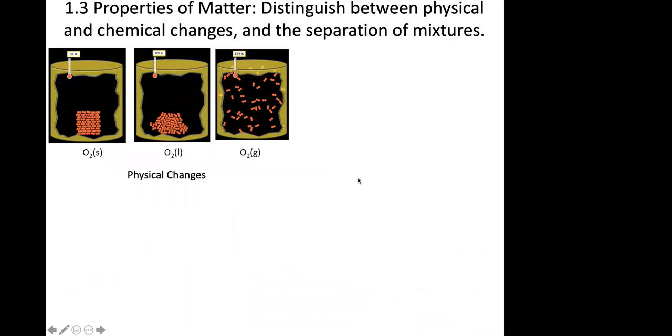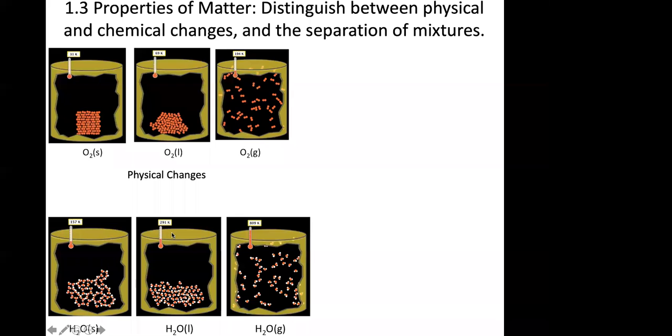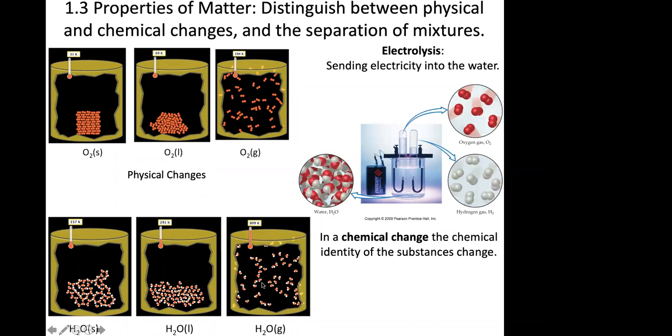Now, these are the same images that I just had for O2 as a solid, liquid, and gas. These would be representations if I'm looking at H2O. Solid, liquid, gas. Notice how the position is changing in each example, but I'm still keeping the same building block, the same substance. Those were examples of physical changes.